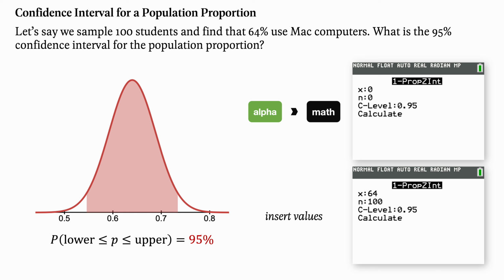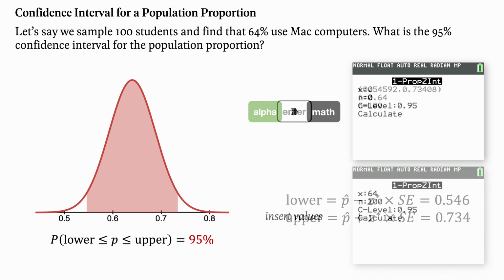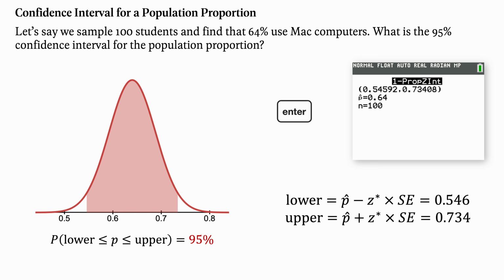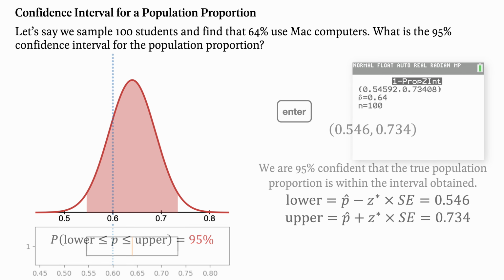When you're inserting the values, x represents the number of successes, or in this case the number of Mac users in your sample, n is the sample size, and C-level is your confidence level. After calculating, we find that the lower boundary of our confidence interval is 0.546 and the upper boundary is 0.734.